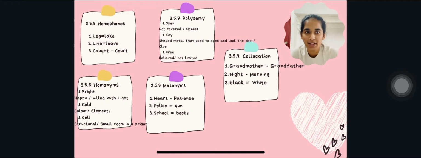The fifth subtopic is homophones, which means words that sound the same but are spelled differently and the meaning is different. So the first one is lake. Lake is a part of body, which means the lake, and lake. Lake is a pond. So the second one is live, where we are living now, and the homophone of live is live, where we live from somewhere else. The third one is caught, that I've been caught by someone. So the homophone for caught is court, where all the judges are doing their job in the court.